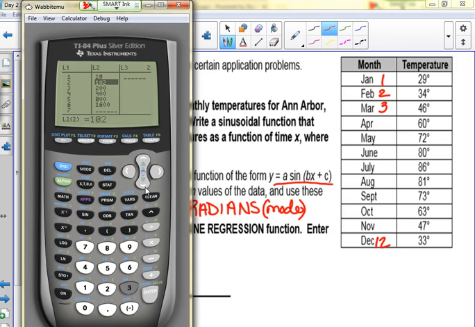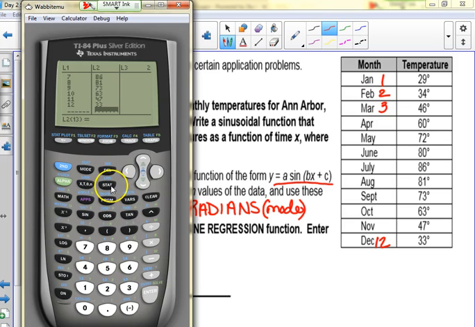29, enter. 34, 46, 60, 72, 80, 86, 81, 73, 63. Did I mess up yet? 47 and 33. All right, got them in?